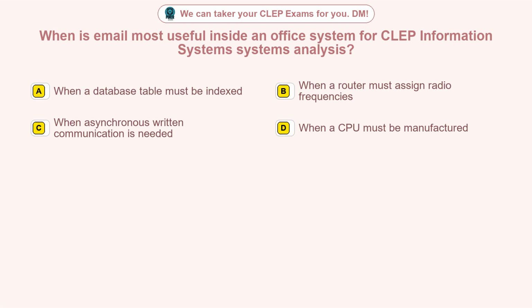Question 4. When is email most useful inside an office system for CLEP Information Systems analysis? Option A. When a database table must be indexed. Option B. When a router must assign radio frequencies. Option C. When asynchronous written communication is needed. Option D. When a CPU must be manufactured. The correct answer is option C. When asynchronous written communication is needed.